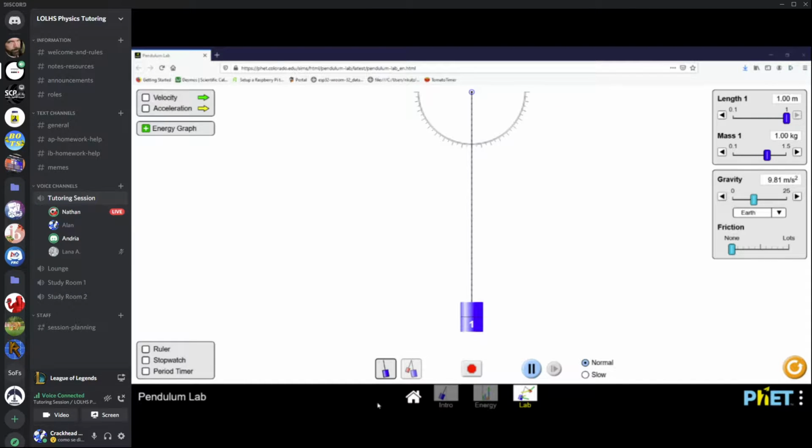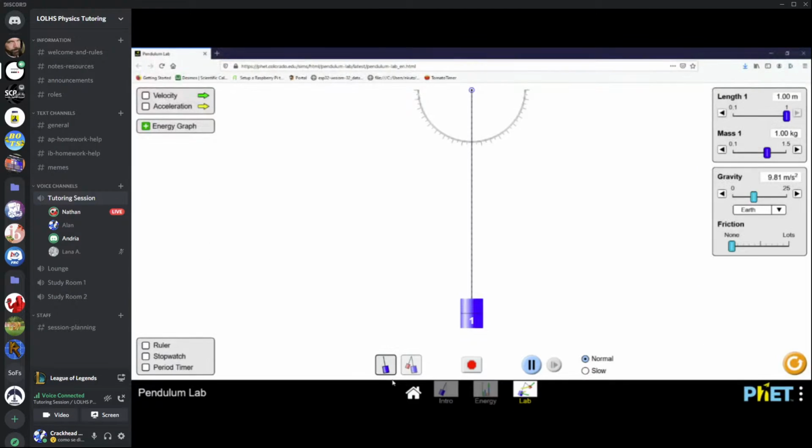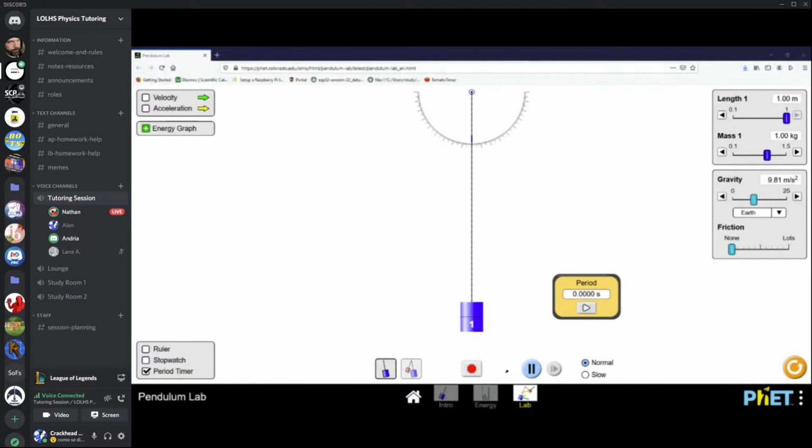Wait, can you show how to get the period? Is the formula on there, or are we supposed to know it? So you're going to check this box that says period timer. Oh, no, he said in the instructions, don't use the period timer. So when you're recording your variables in the table, he said don't use it? Why not? Oh, okay. So he just wants you to use a regular timer. He wants you to have uncertainty, because if you use the period timer, you get the exact number.